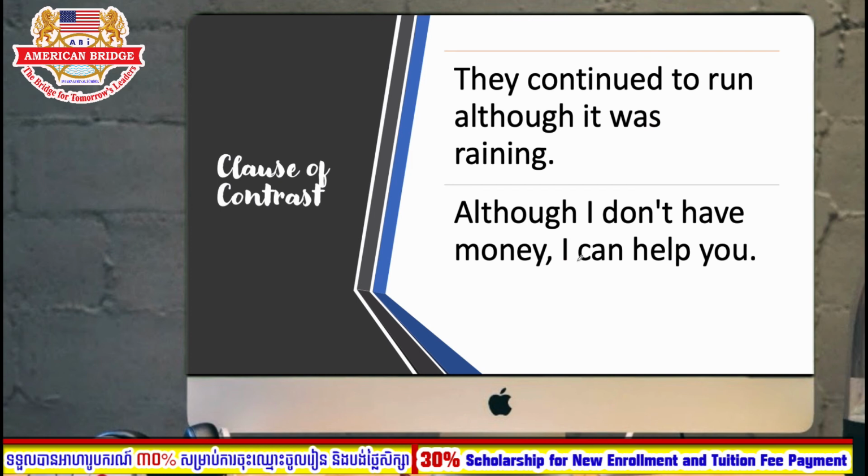Another example is the clause of contrast, which means there are two ideas contradicting each other. So: they continue to run although it was raining. Here "they continue to run," which means they are still running, is the independent clause. "Although it was raining" is the adverb clause. Again, for the clause of contrast, we have already learned in the conjunction lesson that we use subordinating conjunctions to link two opposite ideas.